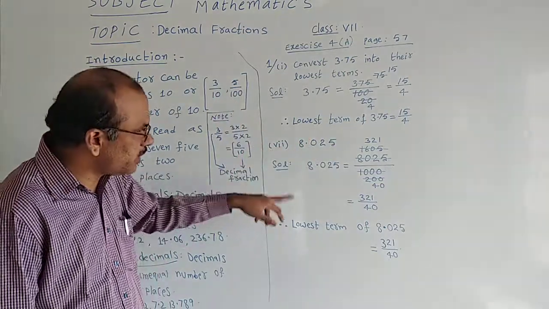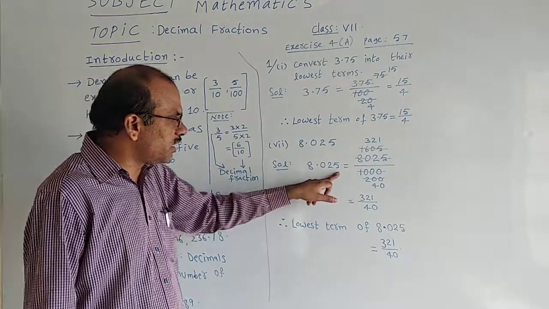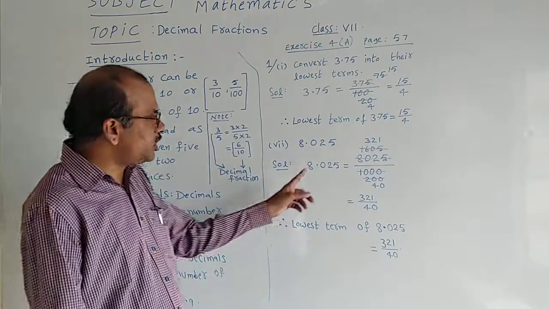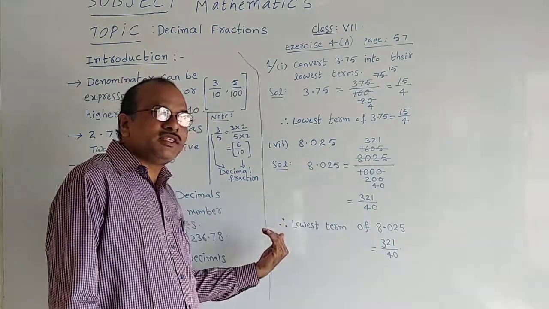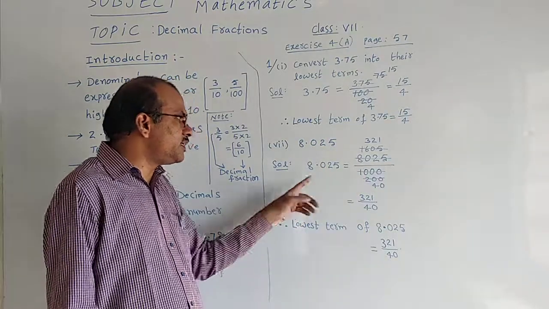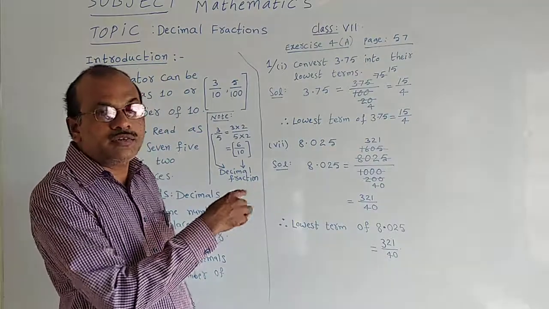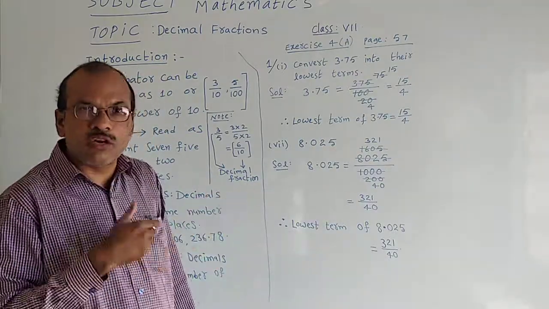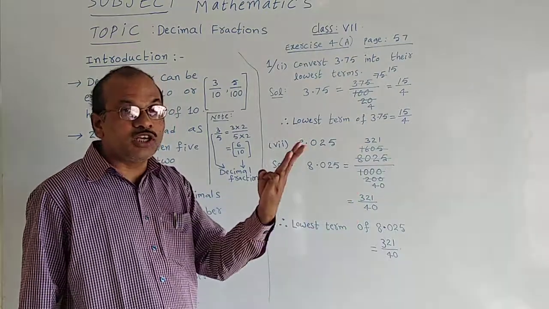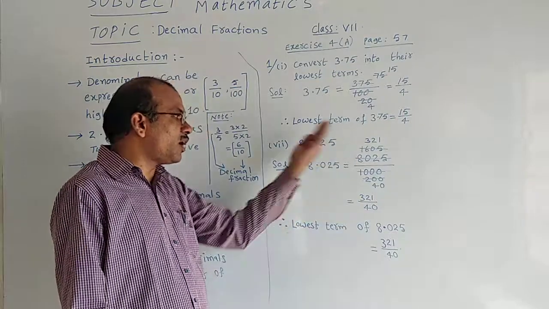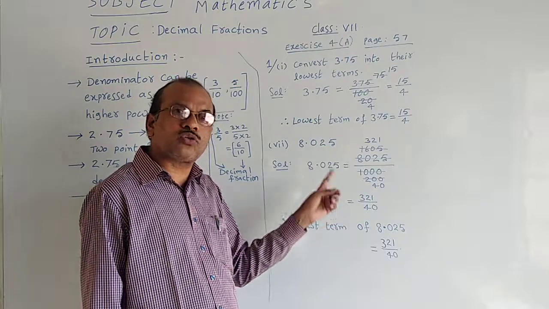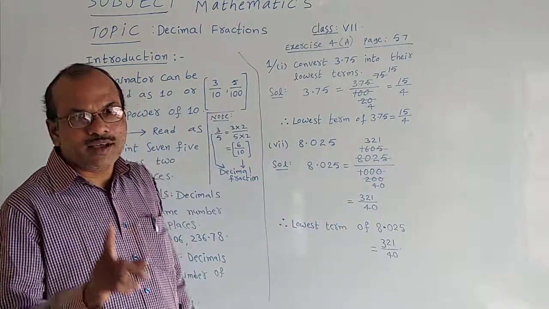8.025. The given question is equal to this full information I have written, by 1000. Why? Because this point is after 3 digits: first digit, second digit, third digit. The point which is after 3 digits we want to remove. That's why I should write a number in the denominator with 3 zeros, starting with 1. That is 1000. Am I correct?